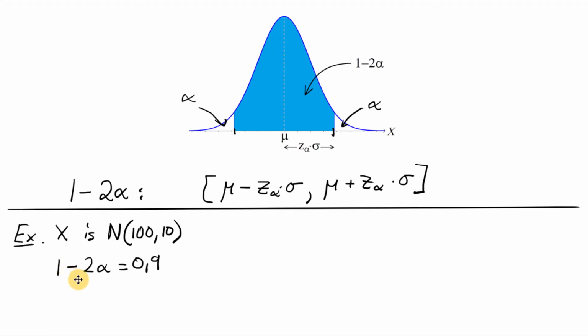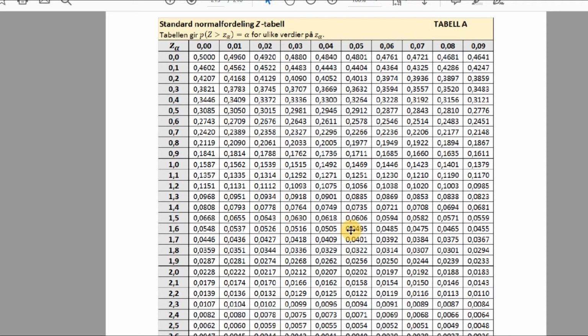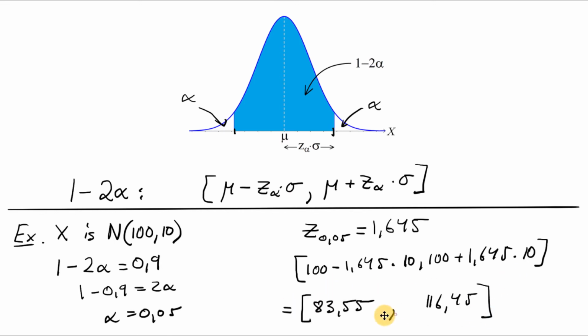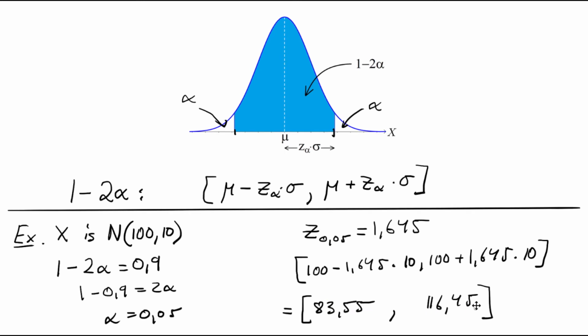If you just solve this equation, we get alpha equal to 5%. Then we can read off in the table z 5%. So we find 5% here. Then we see that it's 1.645. And then we can just put it in here into this interval. And then we get this one, which is just equal to this one. So the probability is 90% of having x in this interval.